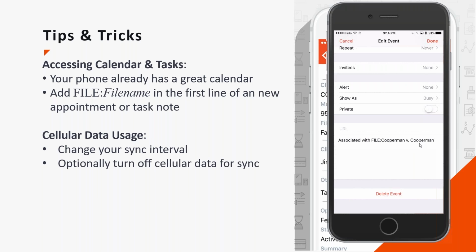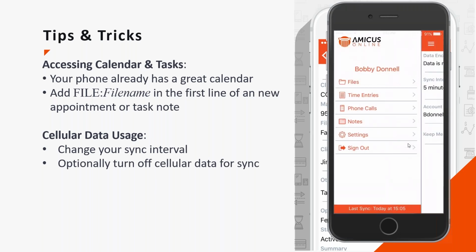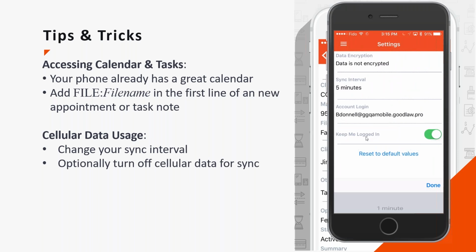And of course, when you're actually opening up, so let's just close out of that for a moment, go into your calendar. When we look in our calendar in the iPhone itself, you'll notice that this is associated with the file: Cooperman v. Cooperman. So if you're on your device and you want to create a phone call or an appointment or task that you want to show back up in Amicus Online on the appropriate matter, you can simply type in file: and the name of your matter or the file name, and it would then make that association for you. So you'd see that automatically back within Amicus Online.